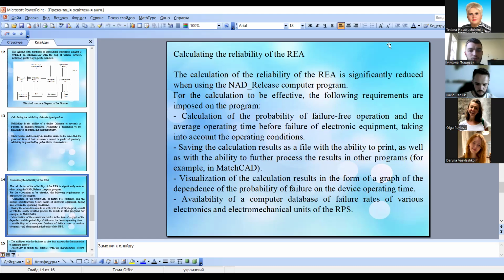Bring the calculation result as a file with the ability to print, as well as with the ability to further process the result in other programs, for example, in HCL. Visualization of the calculation results in the form of a graph of the dependence of the probability of failure on the device operation time, availability of the computer database, the failure rate of various electronic and electromechanical units of the RPC.